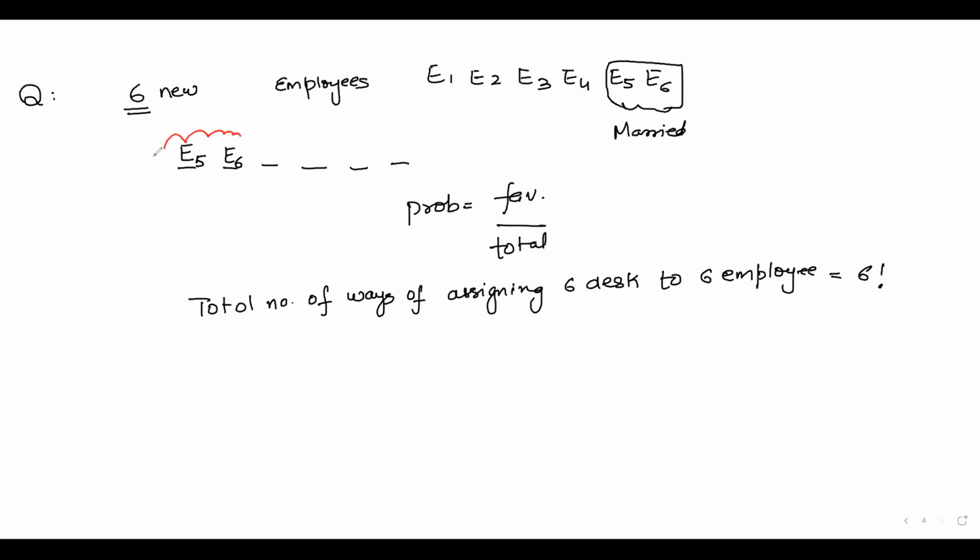So what we will do is take them as 1 unit, as we have done with alphabets, because we are finding the probability that these two will sit adjacent to each other. Wherever they go, they move together, and this complete unit will move like this. There is one more option: E5 and E6 can interchange their places.